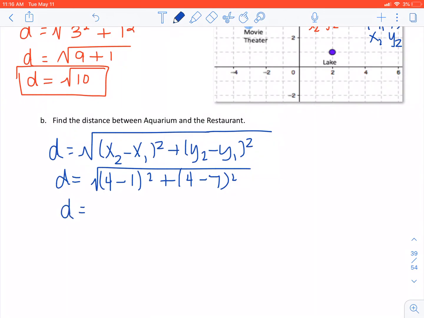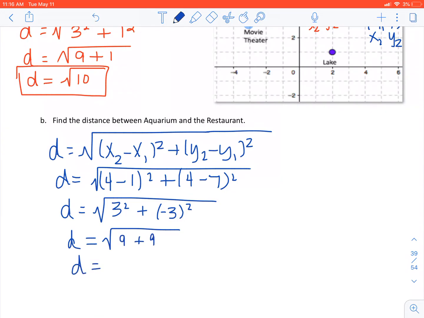All right, so let's do subtraction next. 4 minus 1 is 3. So 3 squared plus 4 minus 7. Now that's actually -3. Make sure you have parentheses around that. All right, let's square them. 3 squared is 9. -3 squared is 9. Let's add them together. 9 plus 9 is 18. Again, it doesn't say to round, so we will just leave our answer as is.